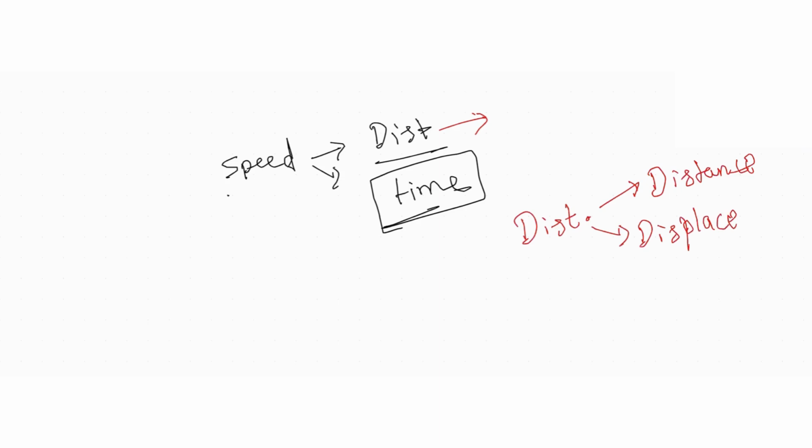Yeah, distance is just the total distance overall, no matter what direction. Displacement comes with direction. It's a vector quantity. You know vector quantity also. That's good. So what is the difference between vector and scalar quantity? Vector has size, magnitude, and direction. Very good. And scalar has only magnitude.